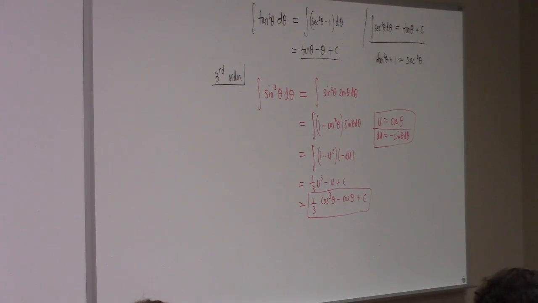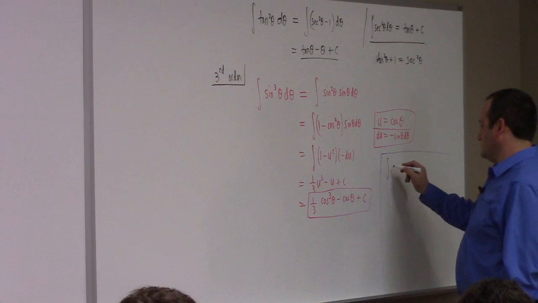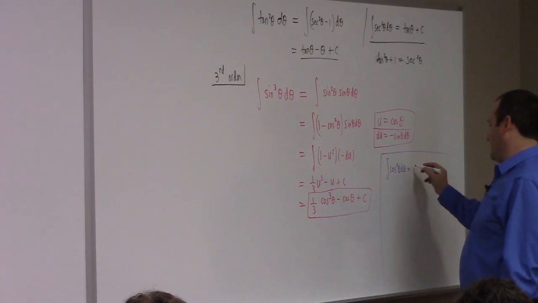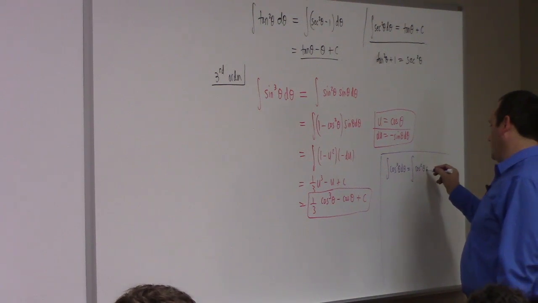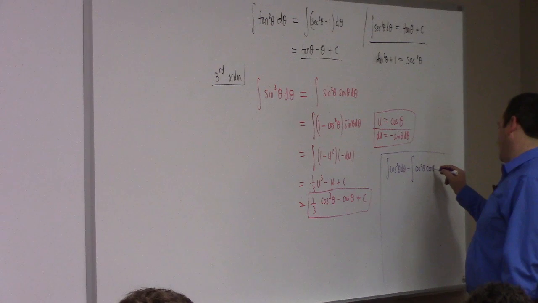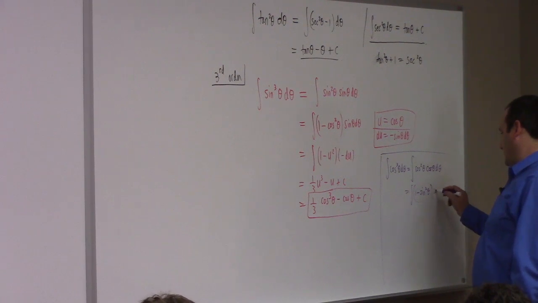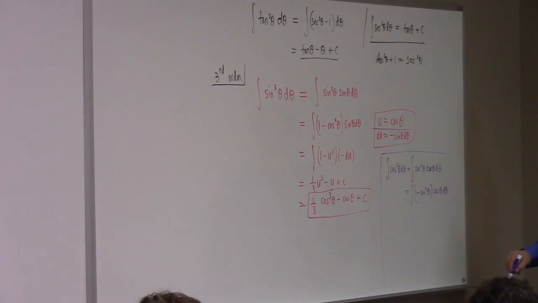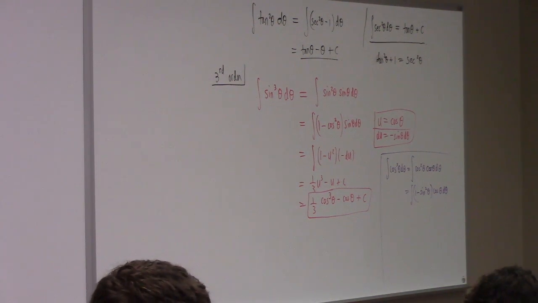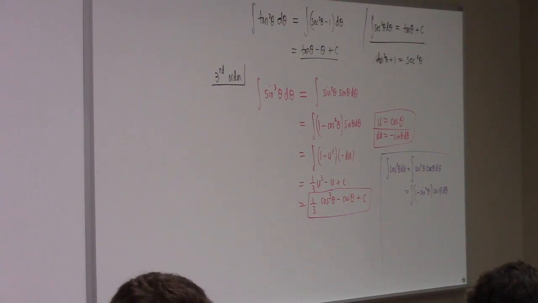But anyway, there is an answer. How would you integrate cosine cubed? Started, I will finish it. This would be cosine squared theta times cosine theta d theta, right? Which is what? 1 minus sine squared theta times cosine theta d theta, right? See where we're going? You make u equal what this time? Sine theta. We good?